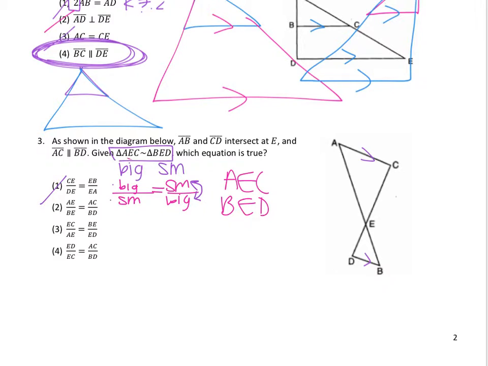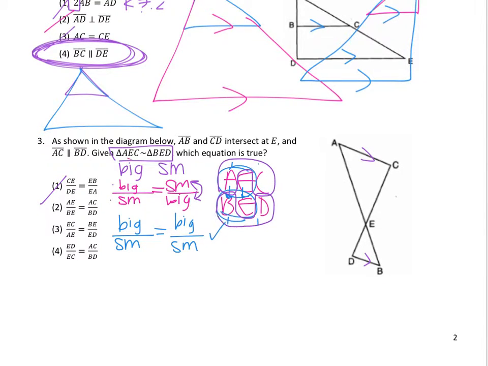Number 2 says that AE, okay, so that's coming from big, over BE, small, and yes, AE does match with BE, equals AC, okay, big, over BD, small. Whoa, wait a second. Big over small equals big over small. That's good so far. Now let's just again double check to see if the sides match. AE, BE, perfect. And then we have AC on the outsides, whew, and BD on the outsides. Perfect. So number 2 is actually our choice.